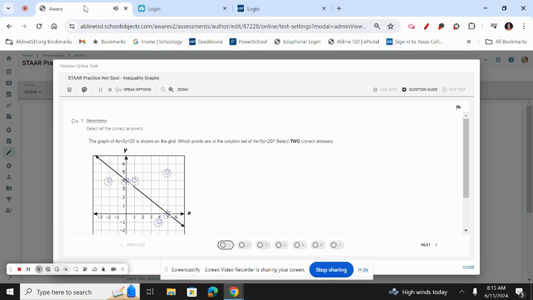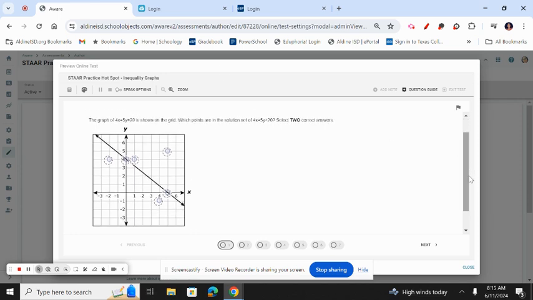Right now we're going to practice doing inequality hot spots for inequalities, and then we're going to graph inequalities. Alright, so here's the equation: 4x plus 5y equals 20 is shown in the grid. What points are in the solution?